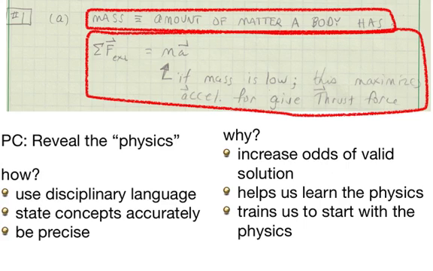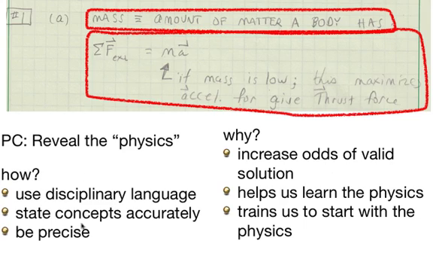Some tips. Use disciplinary language, things like acceleration, thrust. Notice I'm using vectors here. Number 2 tip is state concepts accurately. Any concept we use as engineers can be stated accurately in one short sentence, sometimes two.